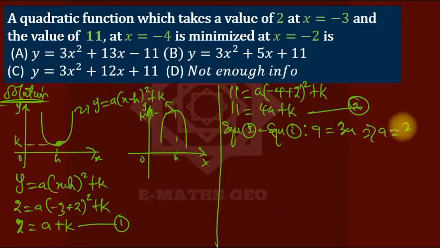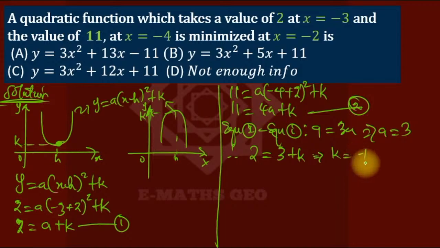Which implies that a is 9 over 3, which is 3. We can choose any of the equations to get the value of k. If I choose equation 1 and substitute, we have that 2 is equal to a plus k, where a is 3. So that implies that k is 2 minus 3, which is minus 1.